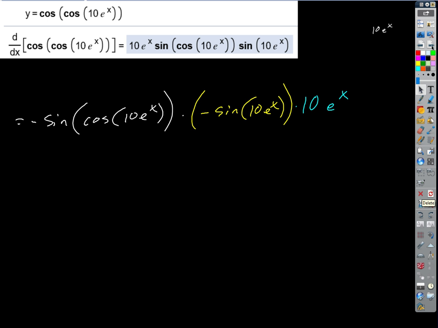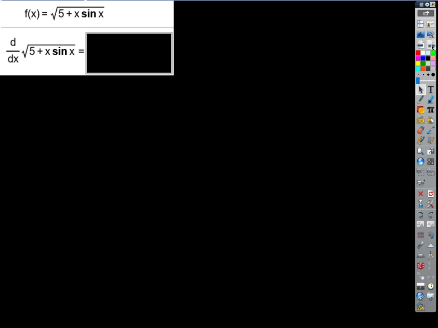Okay? Questions? Good. I think we're getting the hang of this stuff. All right, so on this one, how do we probably want to rewrite this to be able to use the chain rule here? 5 plus x sine x to the 1/2. Good. So we'd say f of x equals the quantity 5 plus x sine x to the 1/2. We've got a chain rule deal here, but inside we've got product rule going on, right?